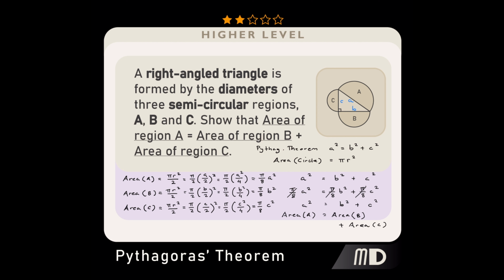Answering this question successfully relies on our understanding of the properties of a circle, its diameter and radius, the relationship between a full circle and a semicircle, and that Pythagoras' theorem connects the ratio of the sides of the triangle to the ratio of the areas of each semicircle.